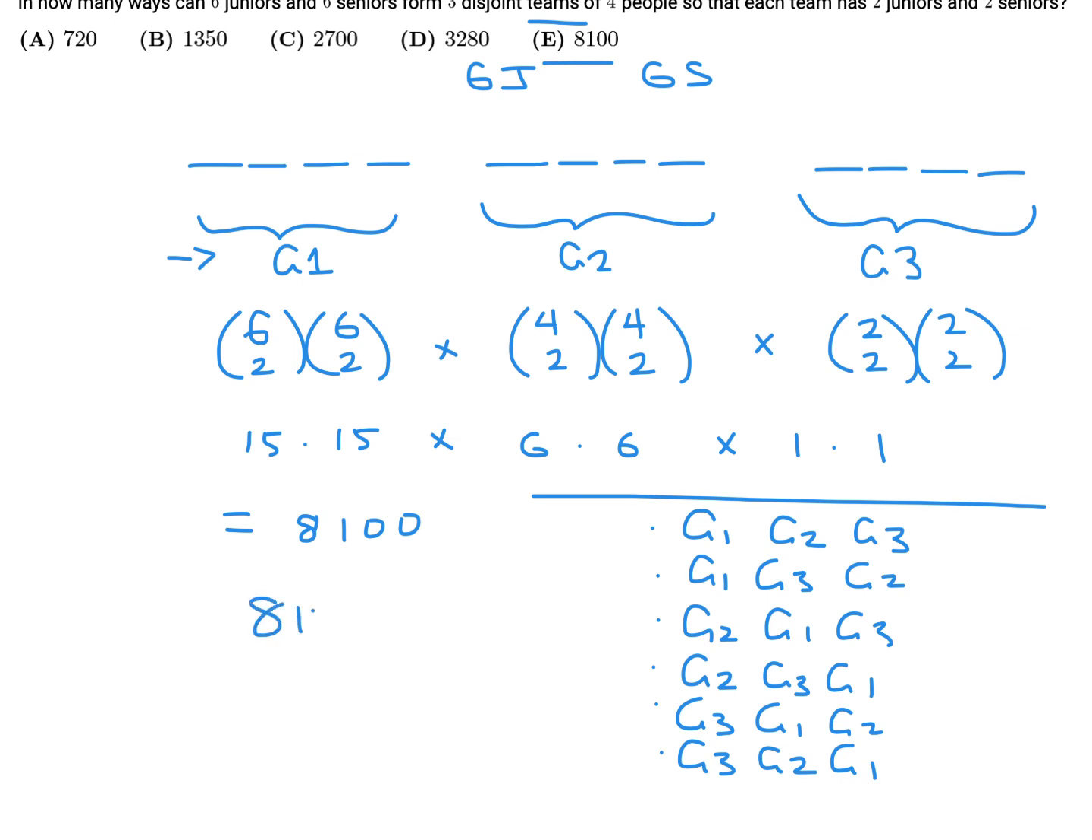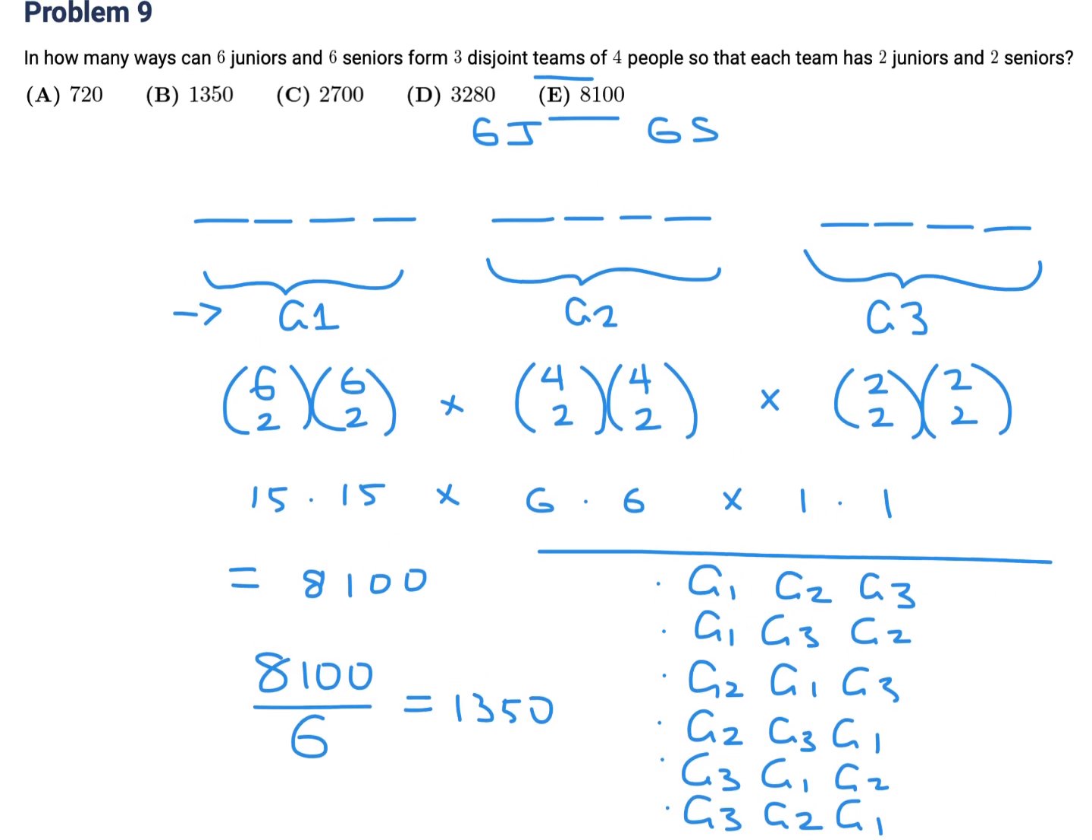So you have to take that 8100 and divide it by 6 because you've overcounted by a factor of 6. And when you do, you get 1350. And that is actually the correct answer. So that would be choice B.